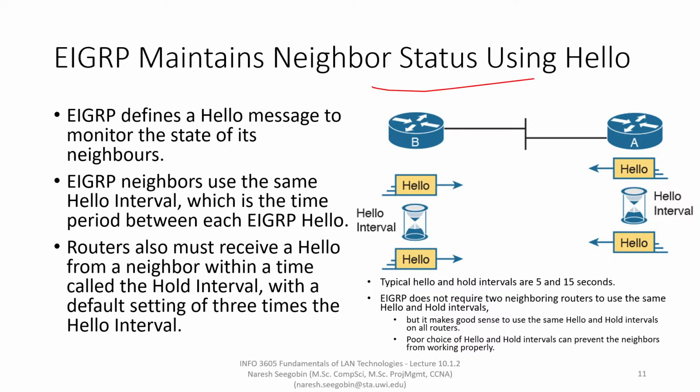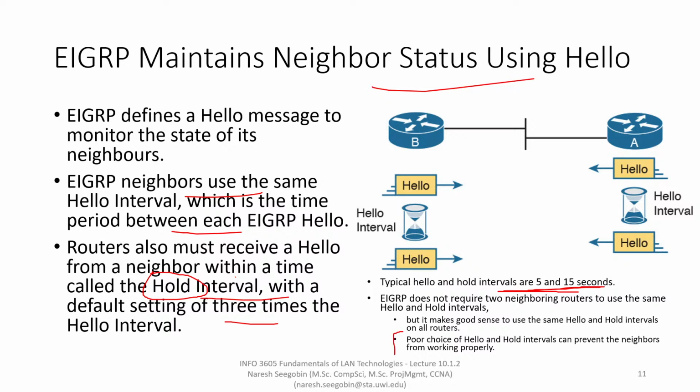Right, it maintains neighbor status using hello, just like OSPF, RIP, all these guys do the same thing. It uses the same hello interval, I think it's supposed to be the hello 5 and 15 seconds. You receive a hello from a neighbor within a time called the hold interval, which is 3 times the hello. So the hello is 5 seconds and the hold interval is 15. If you don't hear a hello message after 15 seconds, the neighbor could be considered down or dead, they call it the dead interval as well.